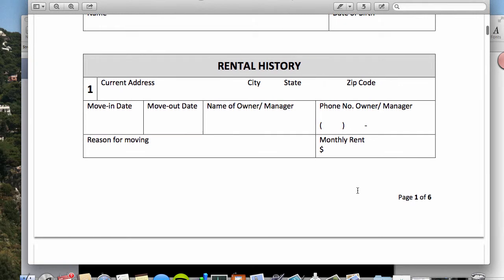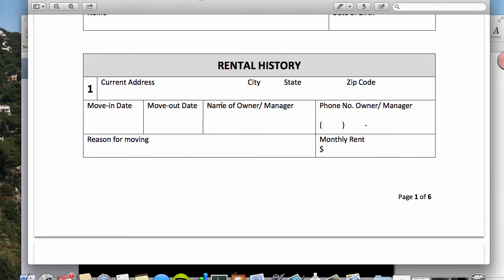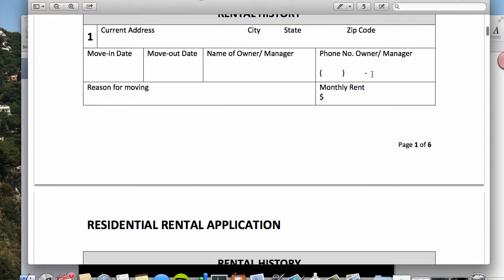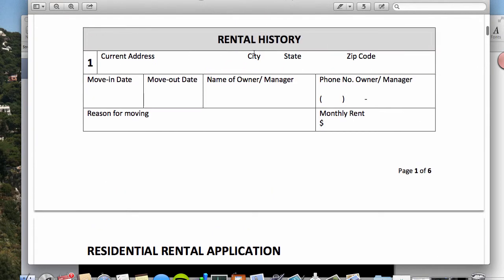Rental history. You want them to put down where they're currently living. Make sure that they're putting down the name of the owner. Make sure that they're putting down the contact information. You want to make sure that that's in there because that's going to be very important whenever you're following up on this information to find out what type of tenants they are. So you're going to have their current address.